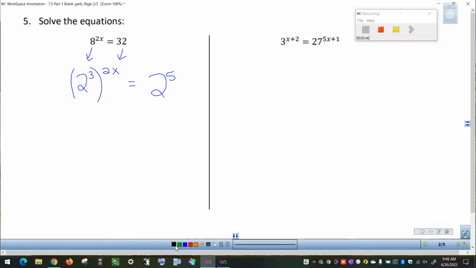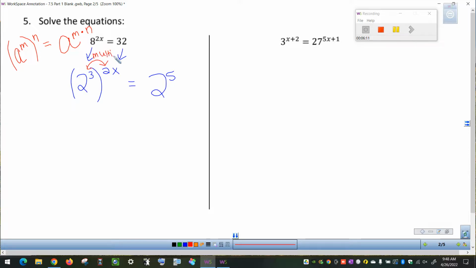Now there is a property of exponents that says if you have something inside parentheses like this, and it's being raised up to another exponent on the outside of the parentheses, what happens is that those exponents multiply together. So in this case, it would be the same thing as a to the power of m multiplied by n. And so that's what we're going to have to do here with the 3 and the 2x.